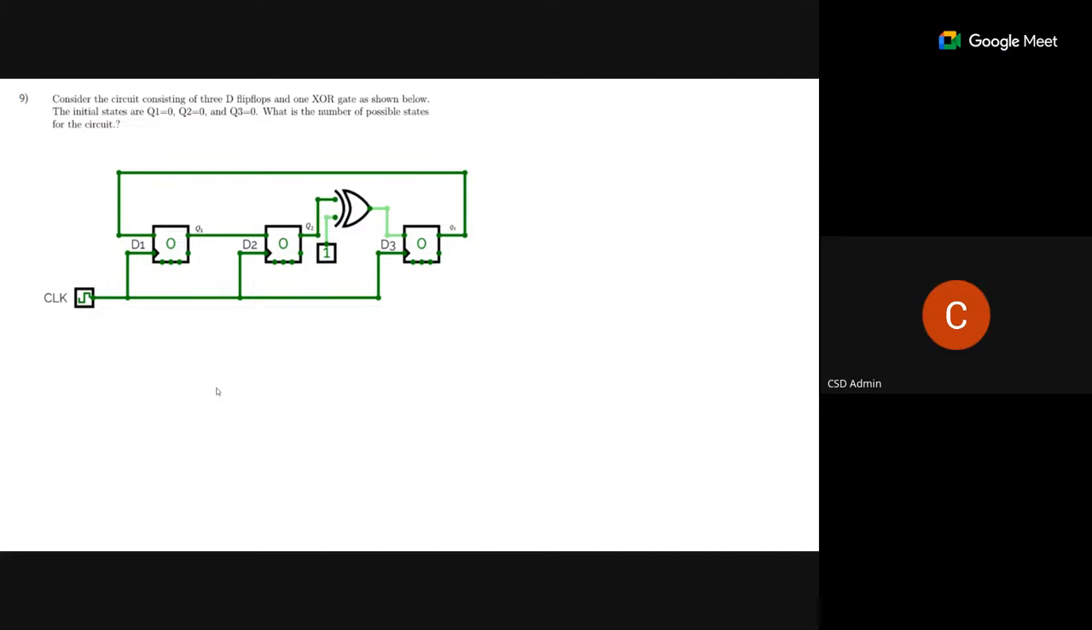Now, this question. Consider the circuit consisting of three flip-flops and one OR gate as shown below. The initial states are Q1 equal to 0, Q2 equal to 0, and Q3 equal to 0. What is the number of possible states for the circuit? So you have to say what are the possible states for the circuit. In this case also you have to write the initial state, then inputs, then next states.